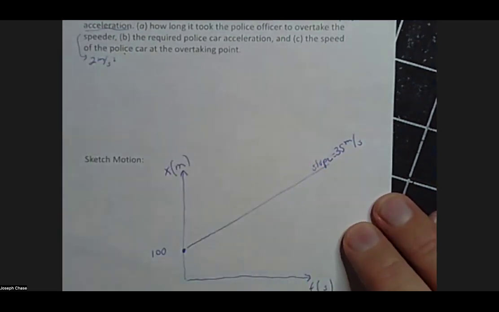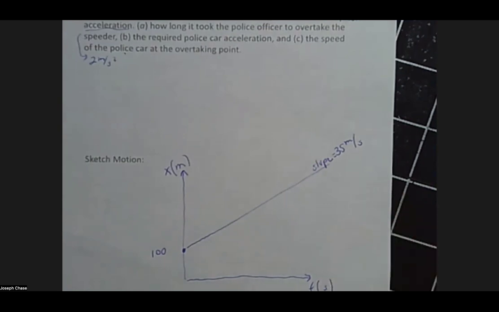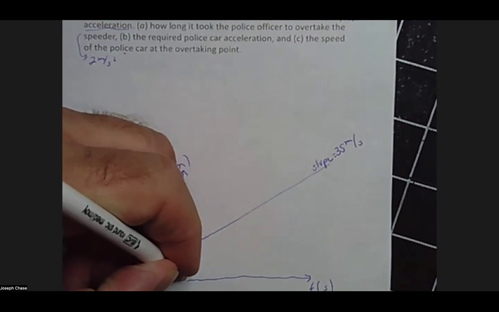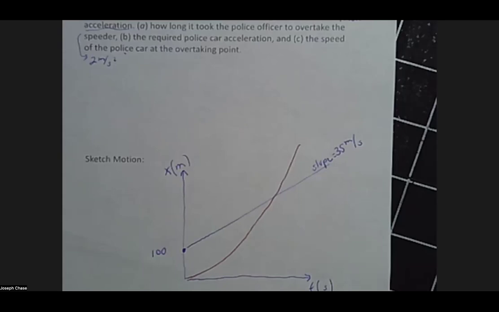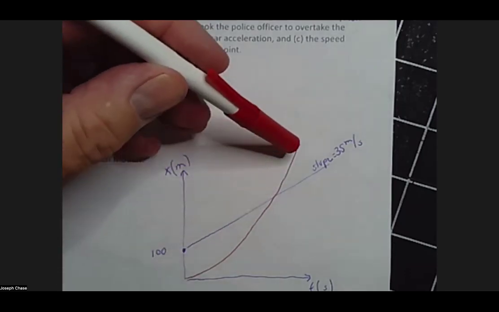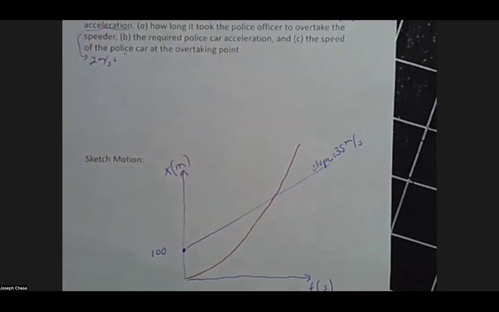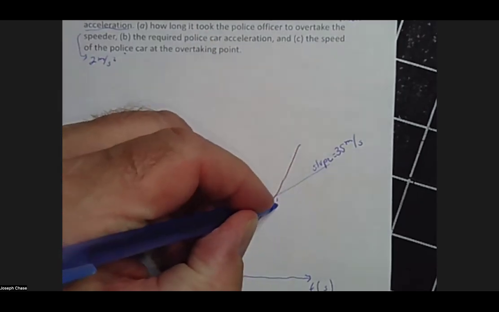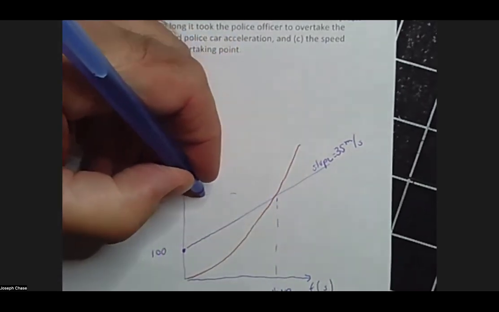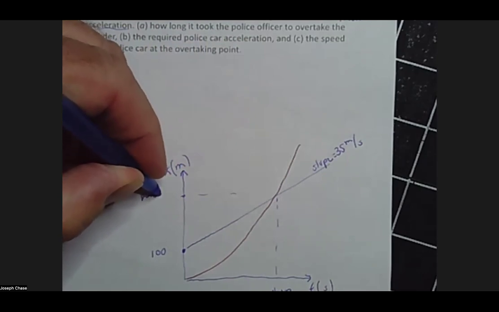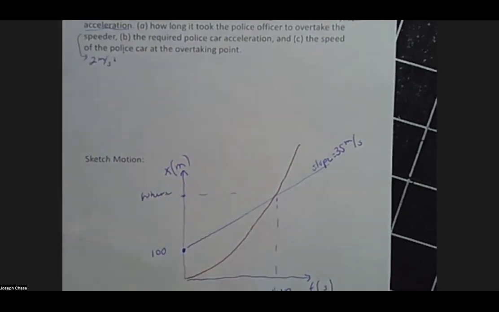Now the police officer starts from rest at the origin, but has the gift of constant acceleration, which means they're going to be going faster and faster, and accelerating, which is why the slope continues to get steeper. And so this is the when, and this is the where. So find out where and when the police car overtakes the speeder.